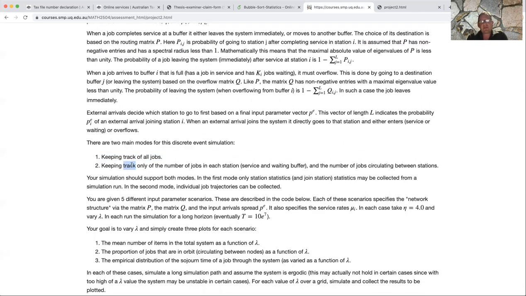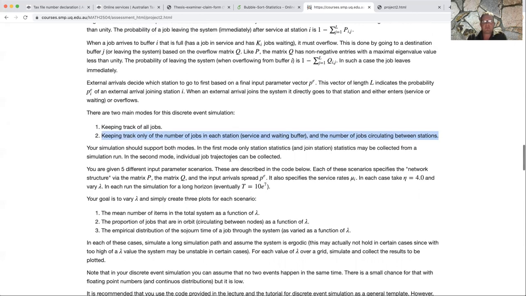The other way is that you only keep track of the number of jobs: number in service, number in waiting buffer, and number in orbit. Okay. You've seen examples like that, or you will see in the lecture and the practical. But your simulation should support both modes. In the first mode, only station statistics may be collected from a simulation run. In the second, individual job trajectories can be collected.